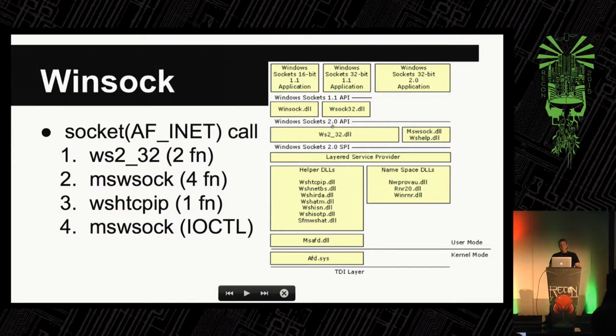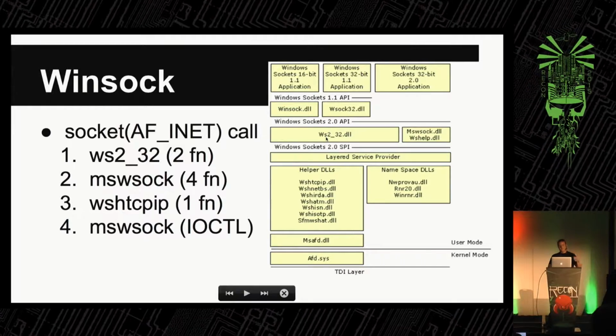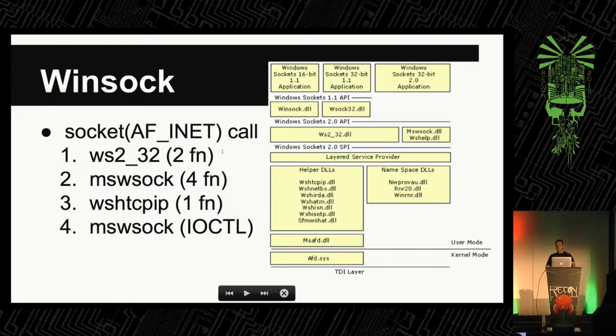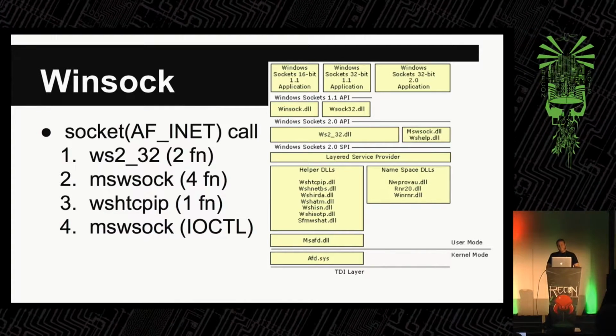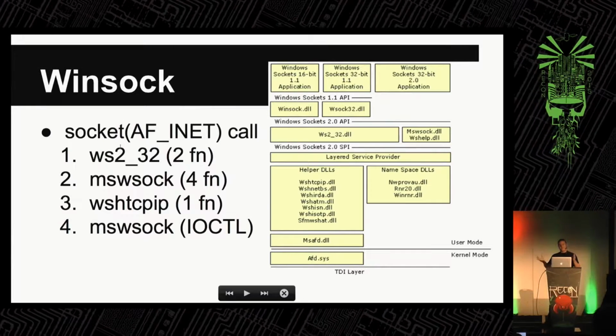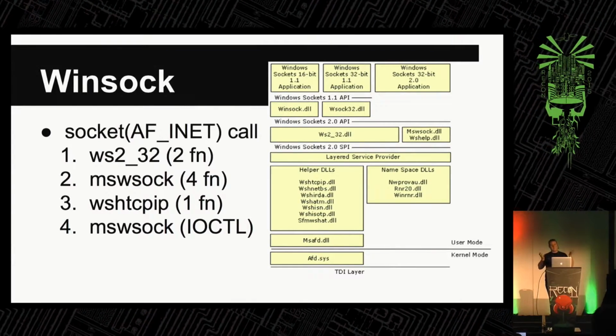They'll talk to WS2_32.dll directly now, so you don't see this old import directly from WinSock 1.1 back in the Windows 98, 2000 days. The application will call socket. So if you started off your application, you did a socket, AF_INET call. You'd have to initialize this first, obviously, so it's WSAStartup, which will load all these DLLs into memory.